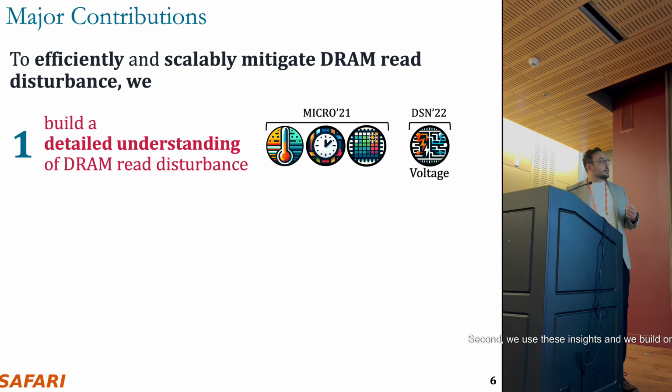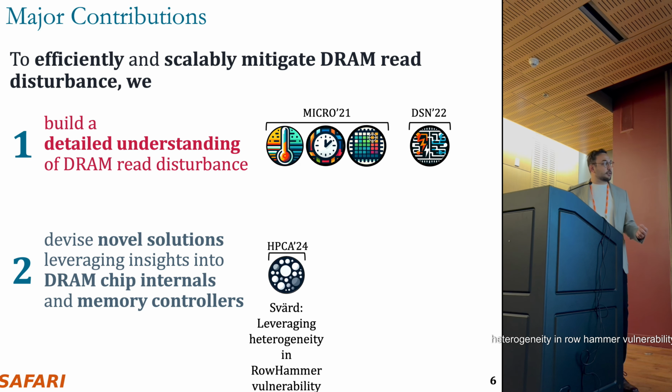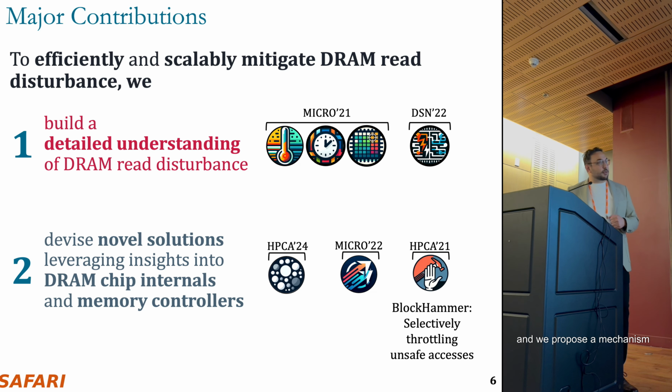Second, we use these insights and we build on them to devise novel solutions and leverage insights into DRAM chip internals and memory controllers. To this end, we propose mechanisms that leverage heterogeneity in Rowhammer vulnerability across DRAM cells and rows. We propose methods of parallelizing preventive actions so that we reduce their performance overheads, and we propose a mechanism that selectively throttles unsafe accesses to prevent bit flips. Due to time limitations, I'm just going to talk about 2 of these topics.